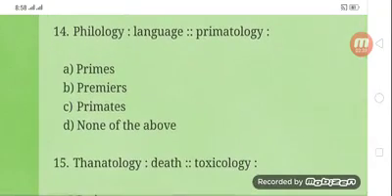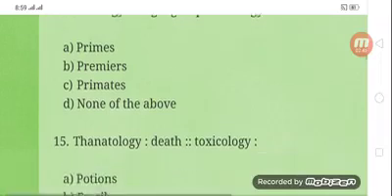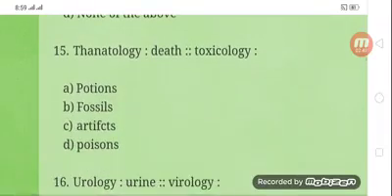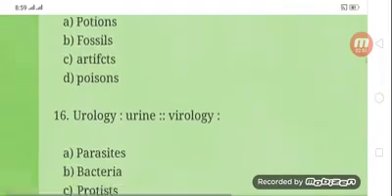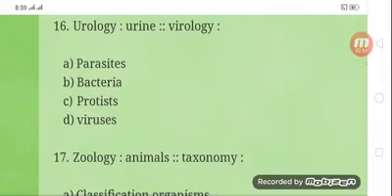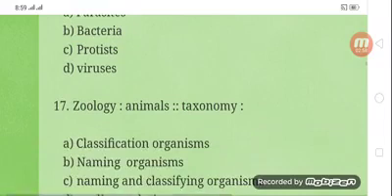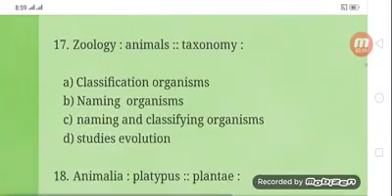Letter D. Next, number 14, we have philology, studies language, and primatology, that studies primates, or like monkeys and stuff, and related organisms. Next one, thanatology, that studies death, and toxicology studies poisons. Letter D. Urology studies urine. Virology, of course, viruses, very obvious. Next, 17, zoology studies animal and taxonomy studies, letter A, classification of organisms, naming and classifying.